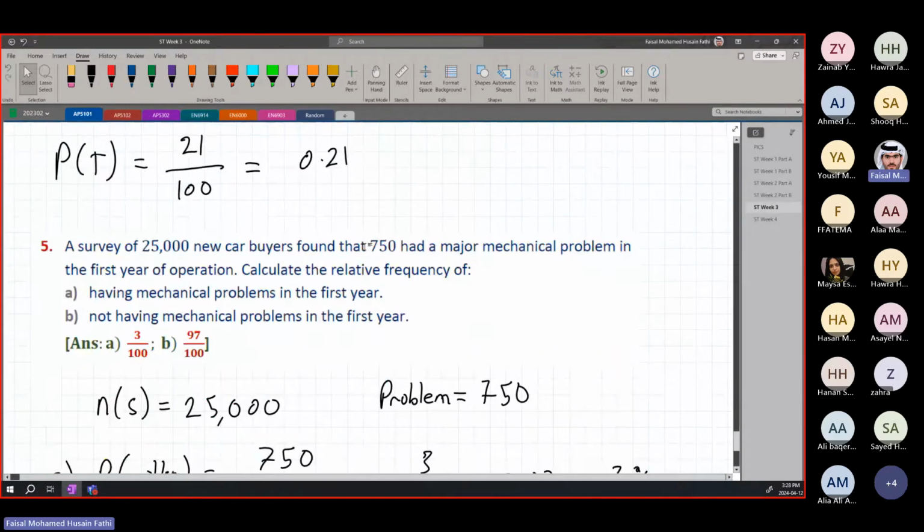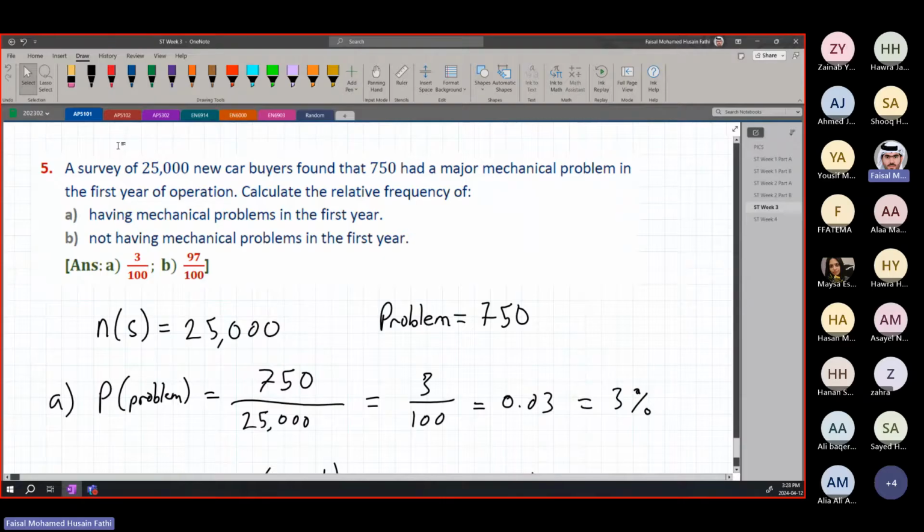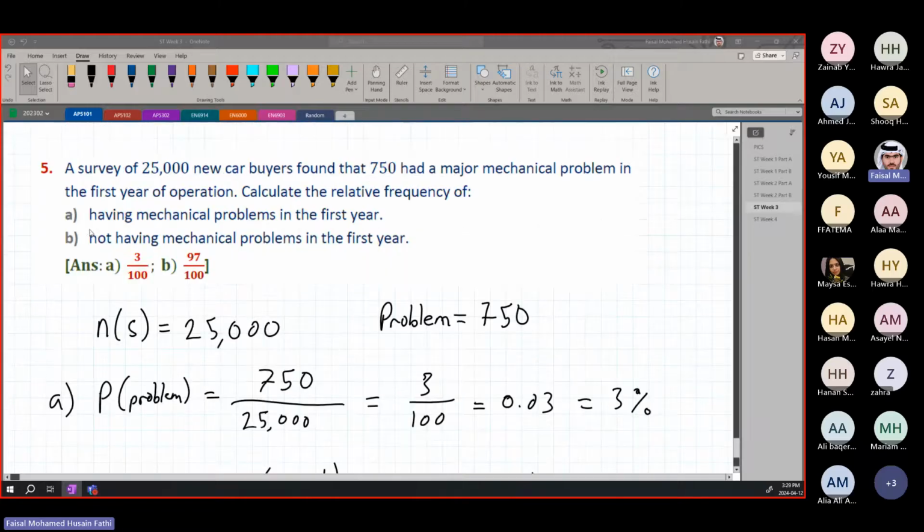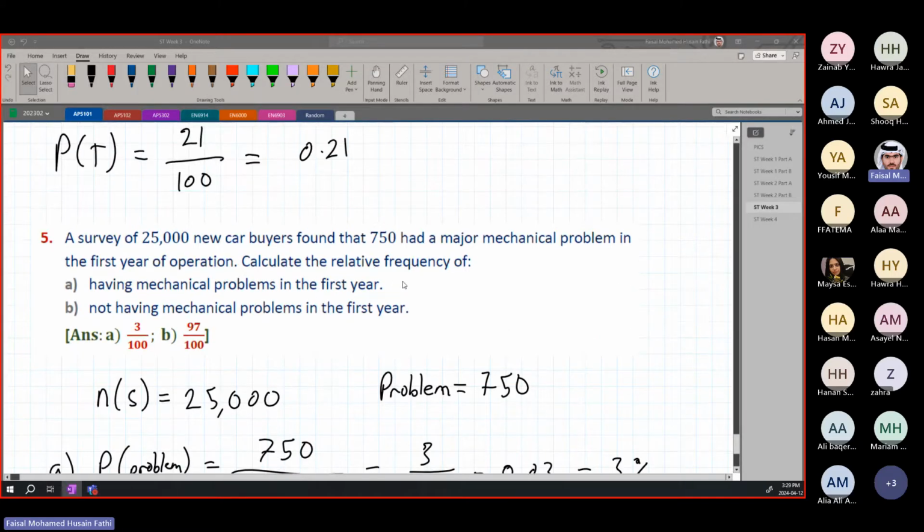Okay, so the last one, again, we have the total sample space of 25,000 new cars. The number of ones that have a major problem in them, a mechanical problem, was 750. How do we find probability or the relative frequency in this case? You're just going to take the number of how many times it's occurring over the total sample space, which is 25,000. And you will get your part A, of how many of them having problems.